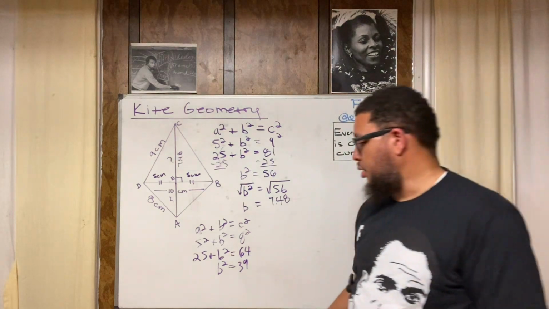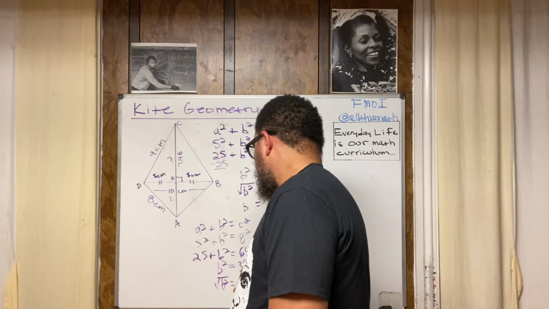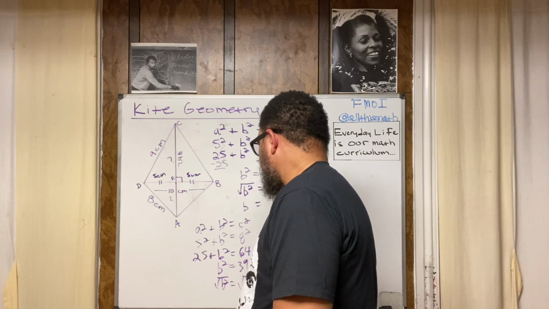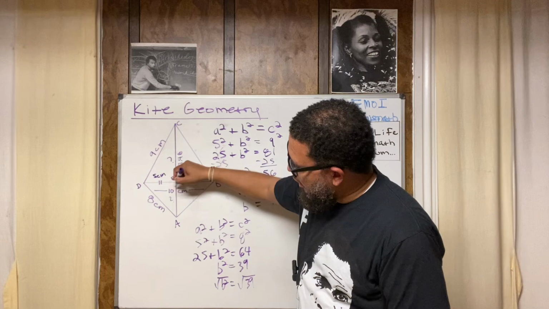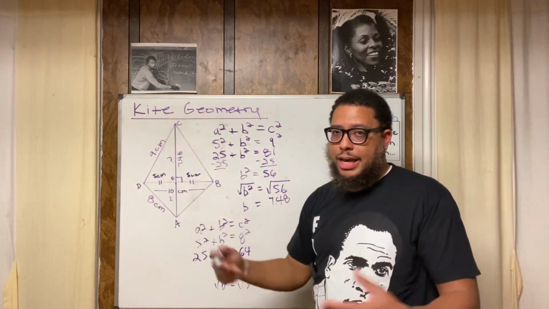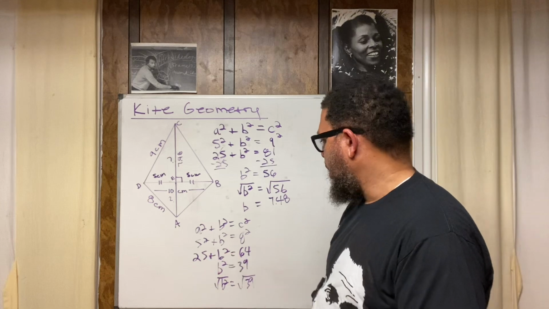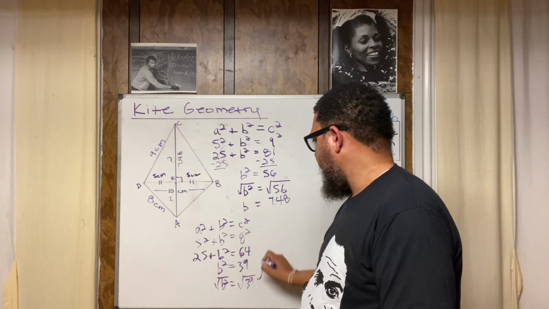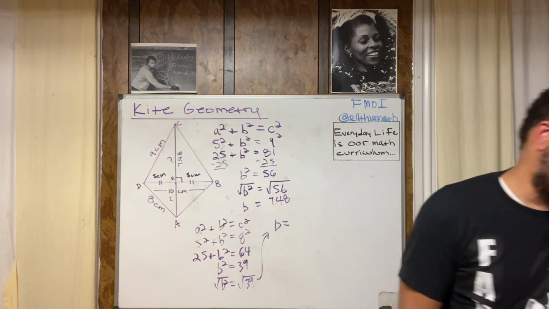We're looking for B. So in order to know that, you take the square root of B squared and you take the square root of 39. It should be positive or negative, but we're not dealing with the negatives because we're dealing with an actual length right here, and we can't have a negative length in a kite or in an actual shape. So B squared is equal to 39. Let's go up here with it. B equals the square root of 39.